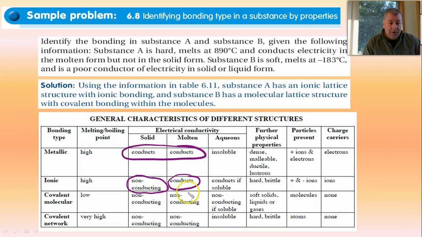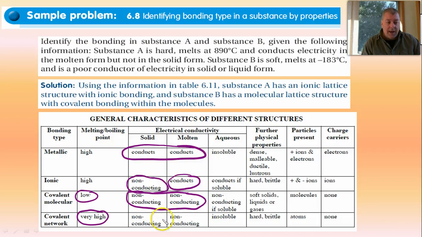Covalent ones are non-conductors in both states. The other important thing about covalent molecular is that they have a low melting point. Now, for the covalent network, the characteristic things are a very high melting point, and generally speaking, hard and brittle. You're never going to get a covalent network that conducts electricity. So these are the things we're looking out for to pick the different substances.